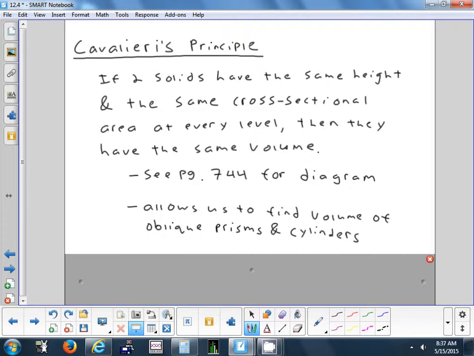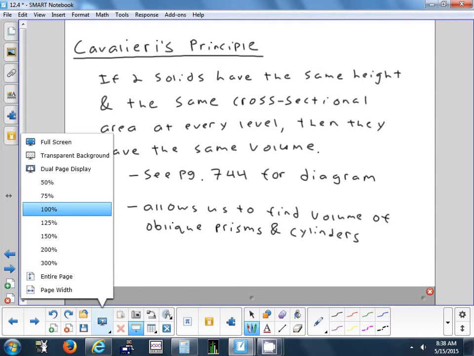Okay, and what this principle basically allows us to do is find the volume of oblique prisms and cylinders. Prisms and cylinders that are kind of slanted. The point of this principle is it doesn't matter if you take a cylinder and you slant it. We can still work with it the same way as if it were upright instead of slanted.